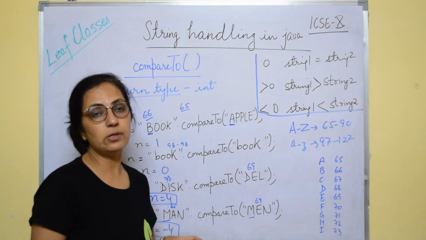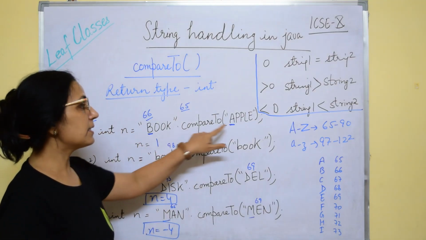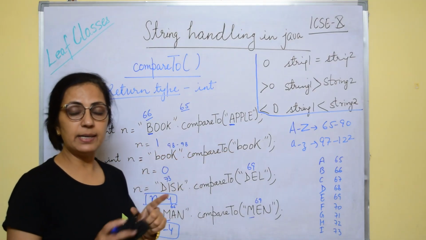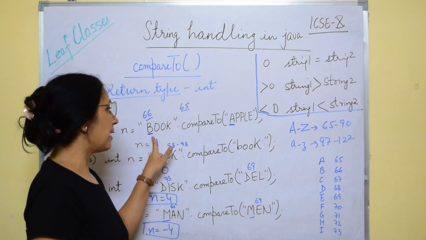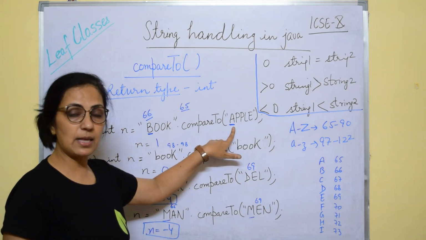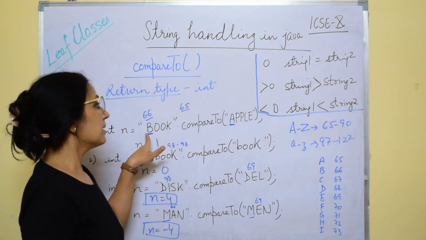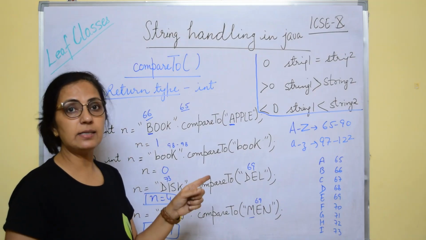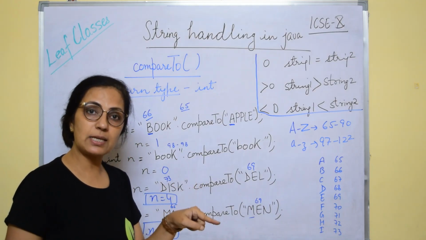So how does it process? It compares first and first character. From the first ASCII value, the second ASCII value is subtracted, and if the answer is 0, then it moves on to the next character.